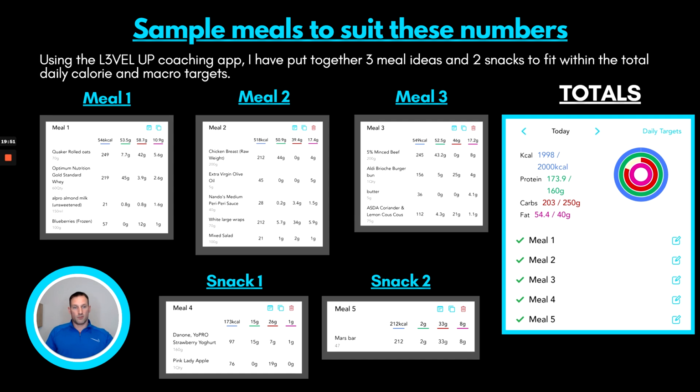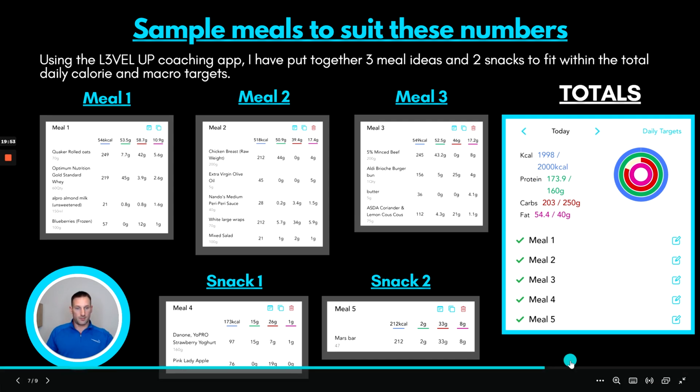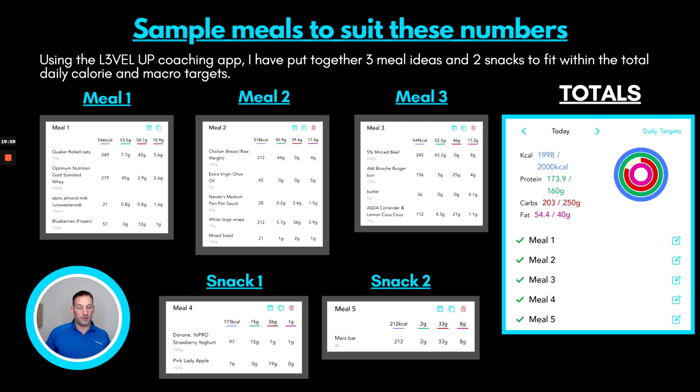So to the right here in this right hand box, the biggest one, we've got the totals for the day. So at the top we can see calories. We've got 1998. Our target was 2000. Protein, we've hit 173.9 grams. Again, our target was 160. So we've met the protein target.